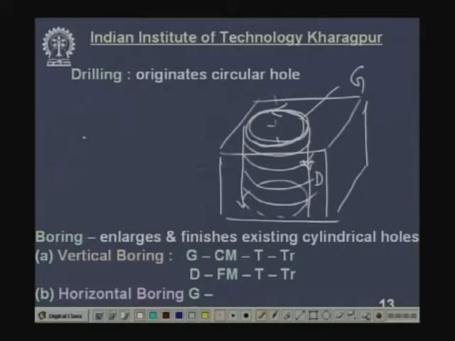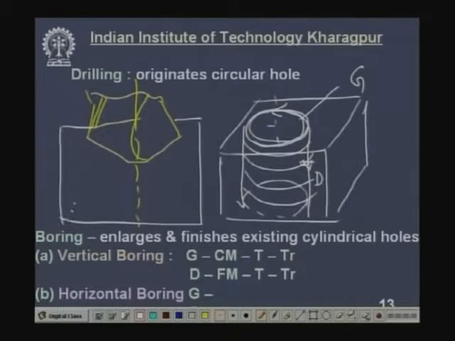Now, practically it is like this. This is the drill bit, and this is the axis of rotation of the drill bit. It is producing a hole in a block. So, what are the motions? The first motion is the cutting motion. The cutting tool rotates, not the job, and the cutting tool moves downward, that is the feed motion, and the job remains stationary, it does not move at all.